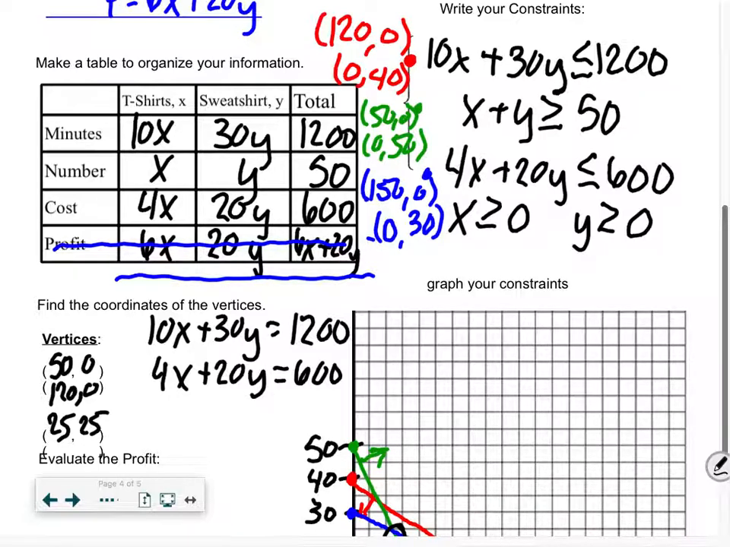I'm going to solve this bottom one for x. So I have 4x equals negative 20y plus 600. Divide by 4, x equals negative 5y plus 150.